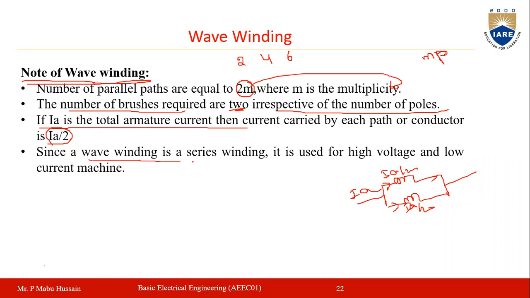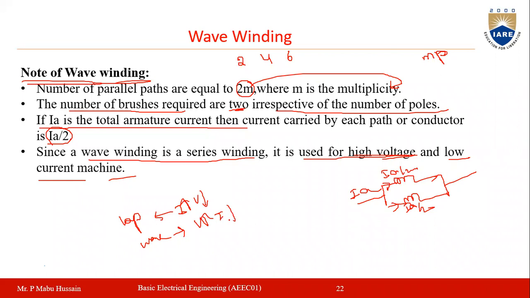Also, since the wave winding is a series winding, it is generally used for high voltage and low current machines. Lap winding is used for high current or low voltage. In such a case, you can use the lap winding. For wave winding, you will have high voltage and the current will be low. So this is about the windings of your DC machine.